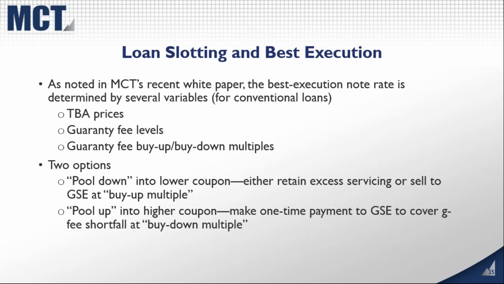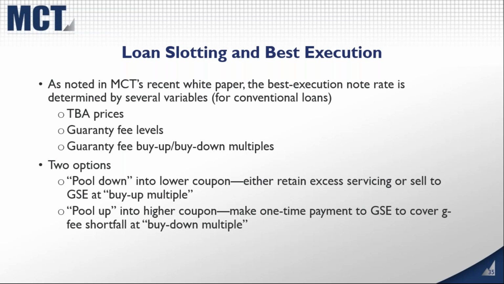So the inputs for that calculation. The question comes down to, if you have some note rate, how would it be securitized? What would be the best execution for it to be securitized? And the driver of that is a combination of TBA prices, the level of guarantee fees, as well as the GSE guarantee buy-up and buy-down multiples. And they provide a grid monthly for securitizers that do these buy-up and buy-down multiples. I'll show you in a second some quick calculations.